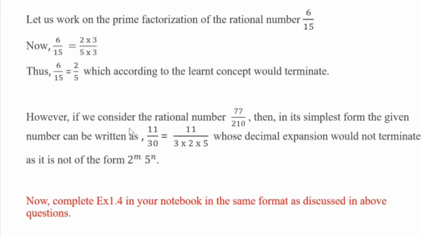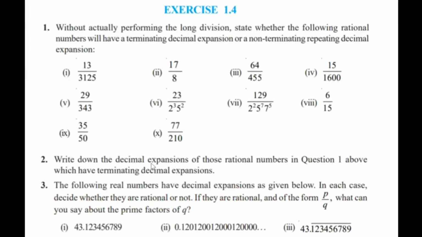However, if we consider 77 upon 210, then in its simplest form, it can be written as 11 upon 30, which is equal to 11 upon 3 into 2 into 5. So again, the decimal expansion of this will be a non-terminating repeating decimal number, because the denominator has, apart from 2 and 5, one more factor, that is 3. So it will not be of the form 2 raised to the power of m into 5 raised to the power of n. Hence, its decimal expansion will not terminate. So again, in this exercise, I have done other important questions.